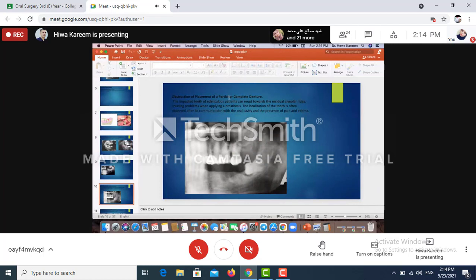Other indication: when you make a partial denture or complete denture and place it in the patient's mouth, the denture does not fit the ridge due to the presence of the impacted tooth. In this condition, you must extract the wisdom tooth before placement of the denture or partial denture. If you put the denture in, it leads to pain and edema.